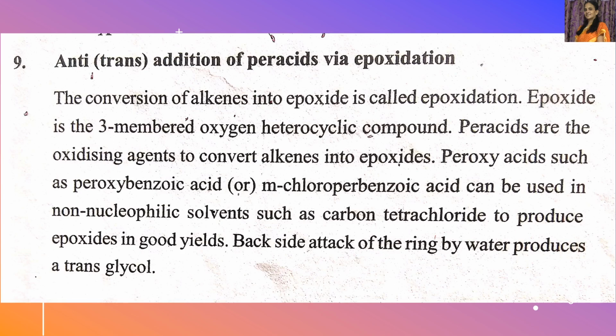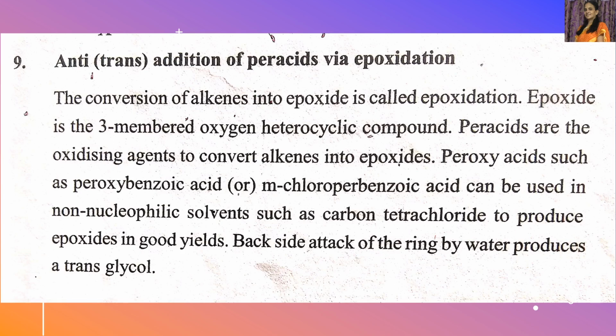So oxygen heterocyclic compound. So peracids are the oxidizing agents which convert alkenes into epoxides. They are nothing but oxidizing agents. They convert alkenes to epoxides. So oxidizing agent in the sense which gives oxygen to alkene to form an epoxide. So peroxy acids such as peroxybenzoic acid.